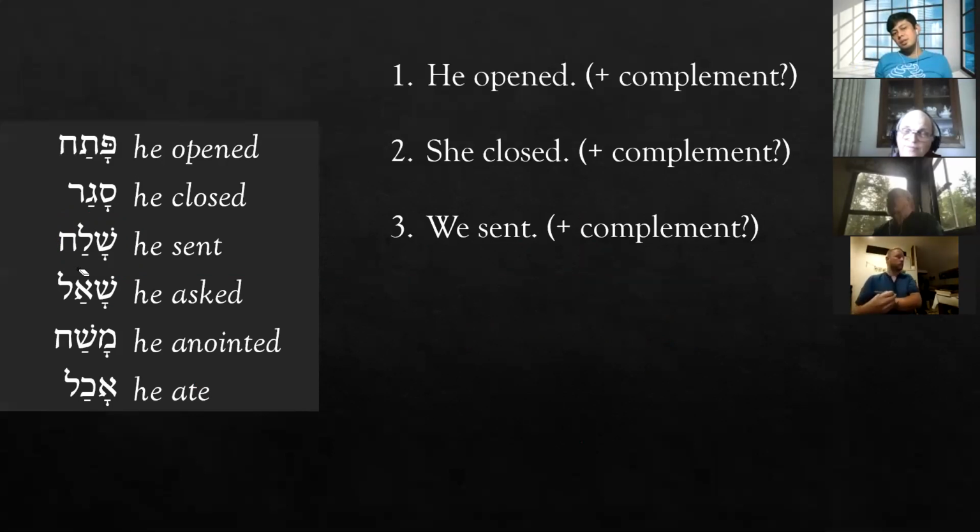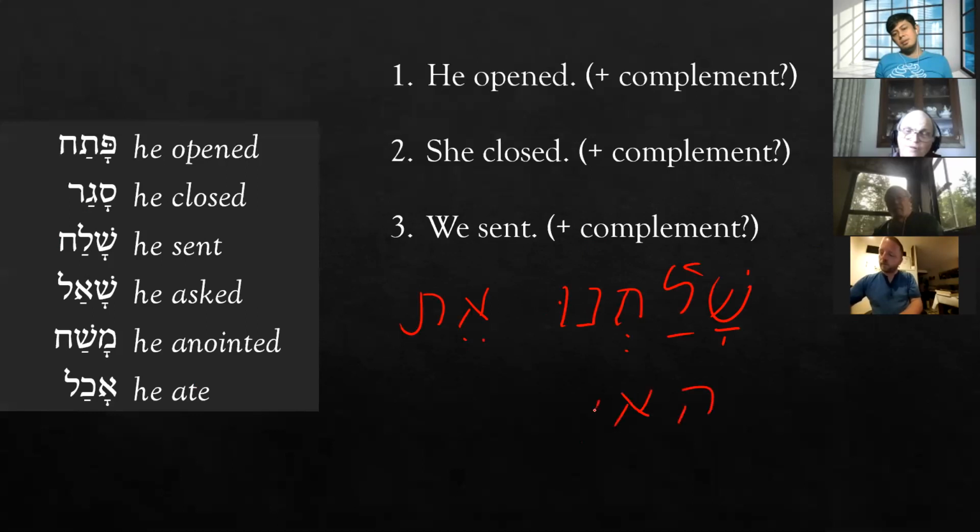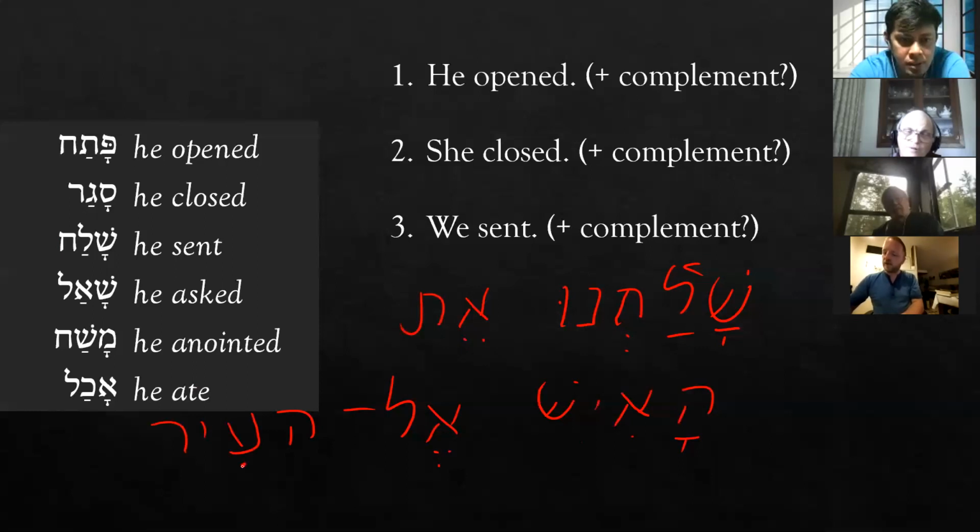Shalachnu et ha'ish. We sent the man. We sent the man to the house, el habayit. El ha'ir, to the city. Shalachnu et ha'ish el ha'ir. Wow, it's beautiful.